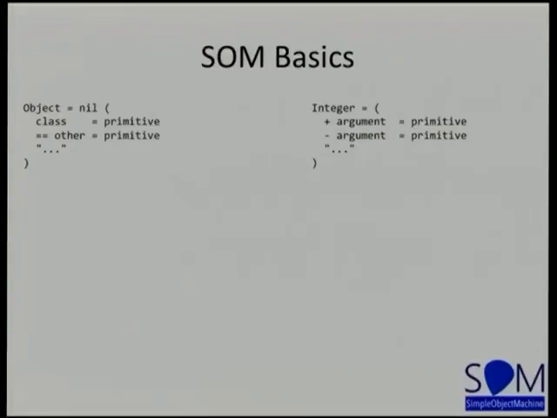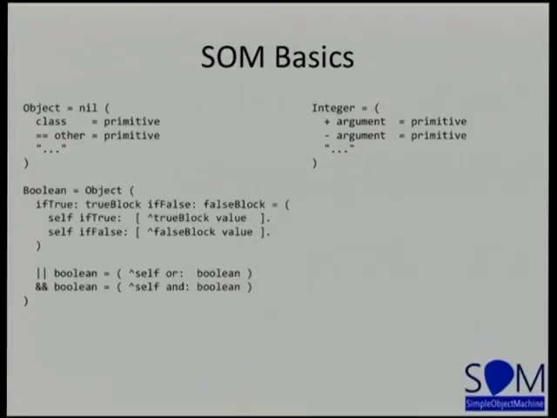A text-based syntax to make it really simple to build the very first interpreter. And as you can see here, object doesn't have a superclass, has a primitive to get the class object of an object, has a pointer equality primitive and other stuff. Integer, for instance, has addition, subtraction, and so on.